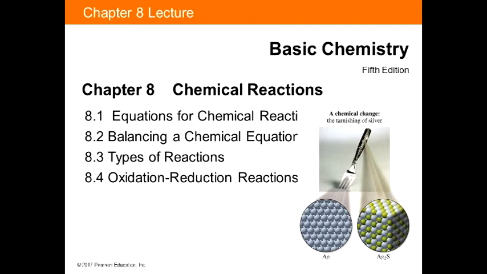Chapter 8, Pearson, Basic Chemistry. We're going to look at equations for chemical reactions over and over again. Balancing a chemical equation over and over again. Types of reactions over and over again. Oxidation and reduction, a little less formally, but it's throughout all these chemical reactions. You're going to see it happening.